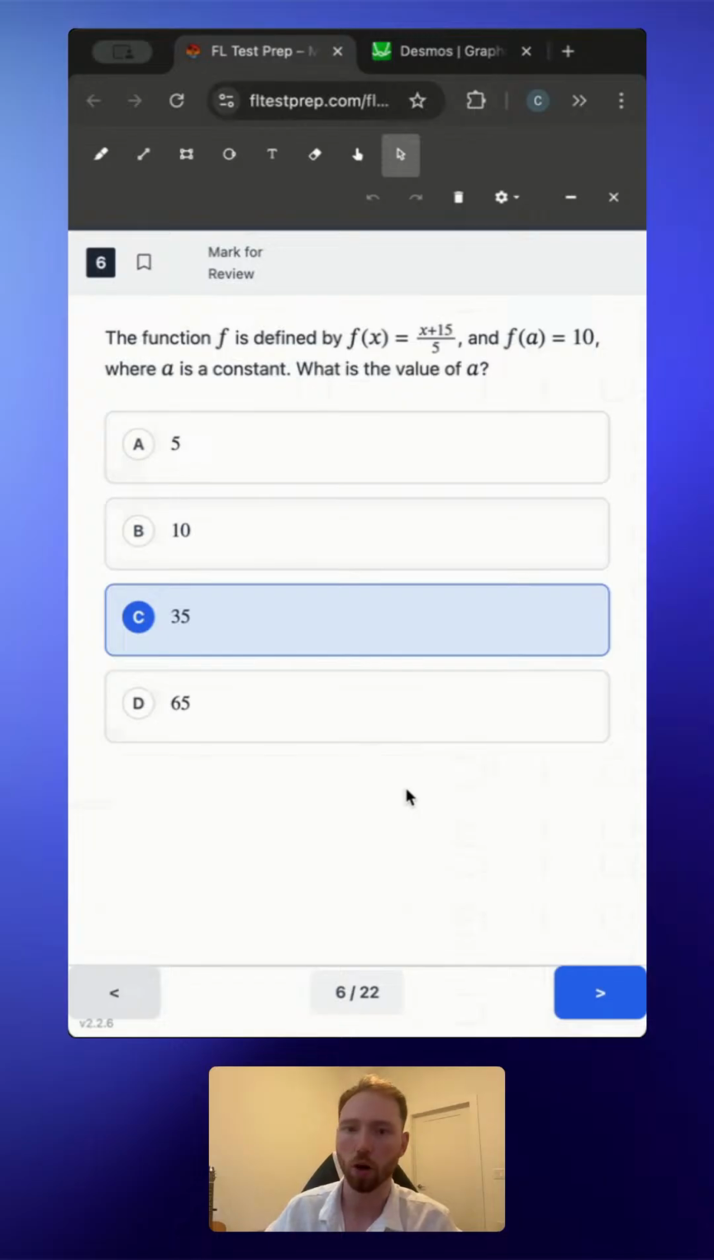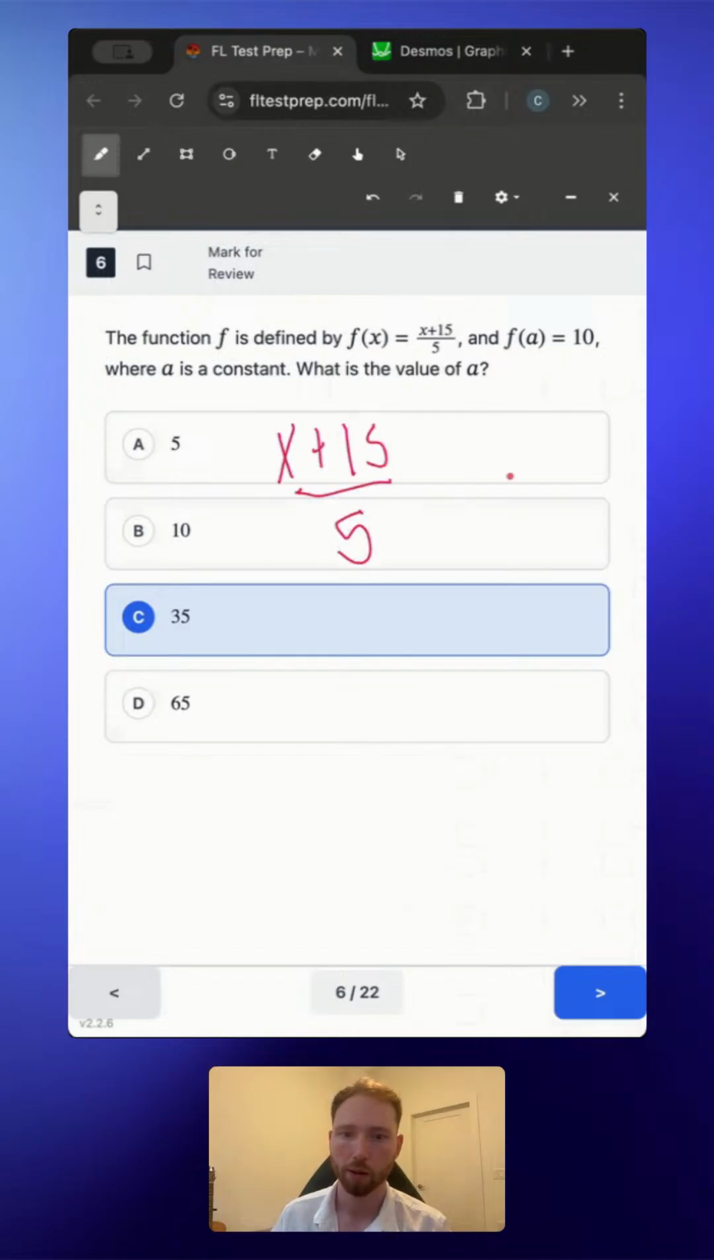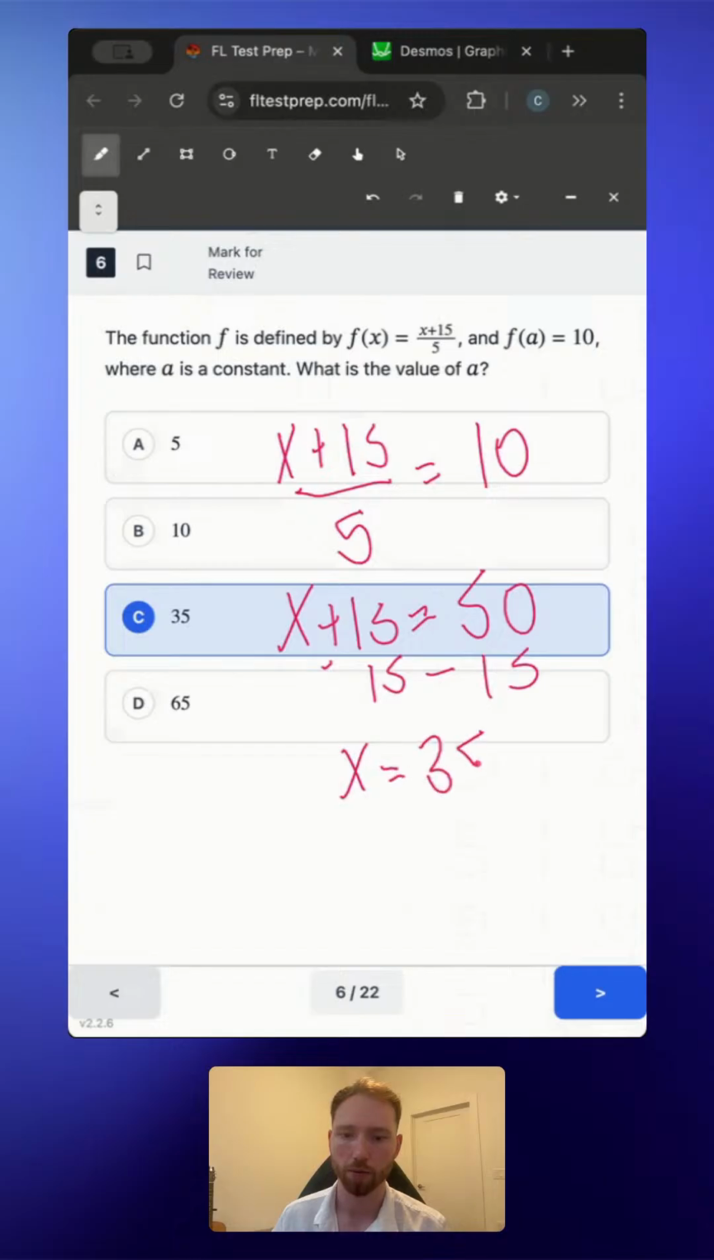But if you would like, you can also do this one by hand. Because I know when x plus 15 over 5 equals 10, we can solve for x just by multiplying both sides by 5. You get x plus 15 equals 50. Subtract 15 from both sides. You get x equals 35. Whichever is faster for you, go ahead and do that method.